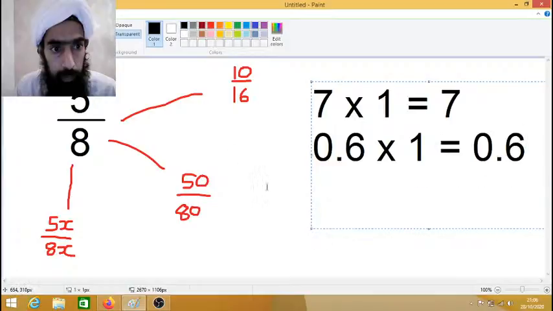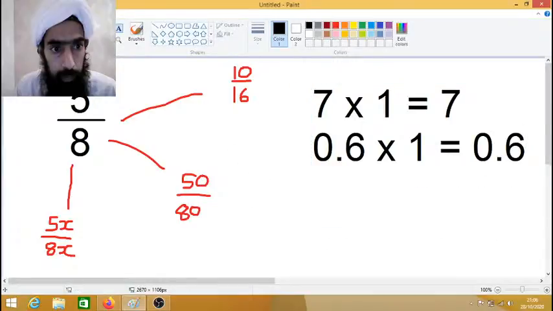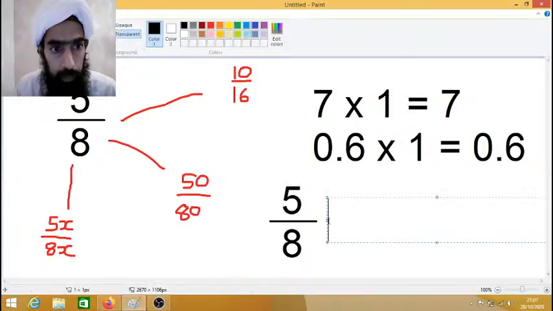And the same applies to fractions, because fractions are really a number. So 5/8, if I'm just timesing that by 1, then it's still going to stay as 5/8. The answer is not going to change.